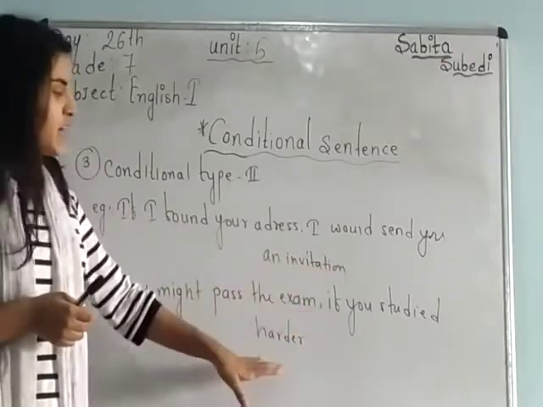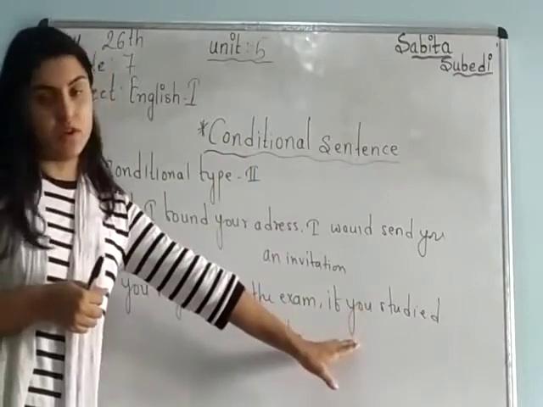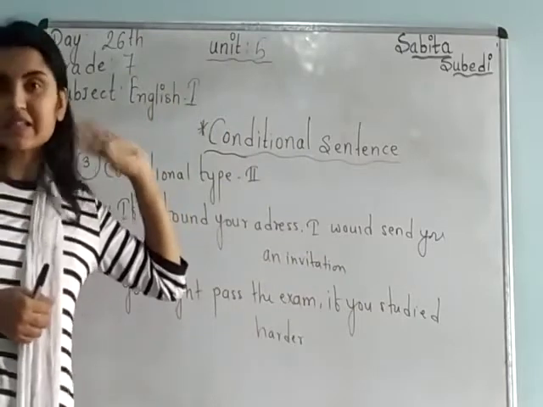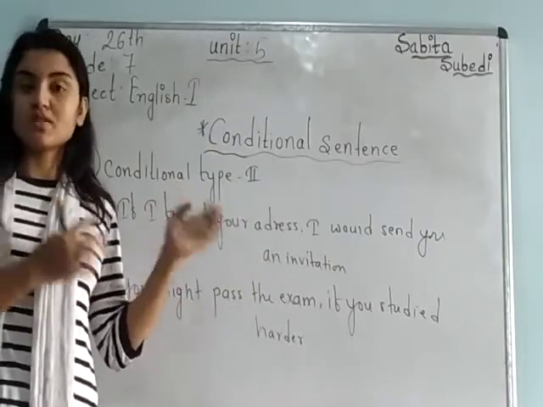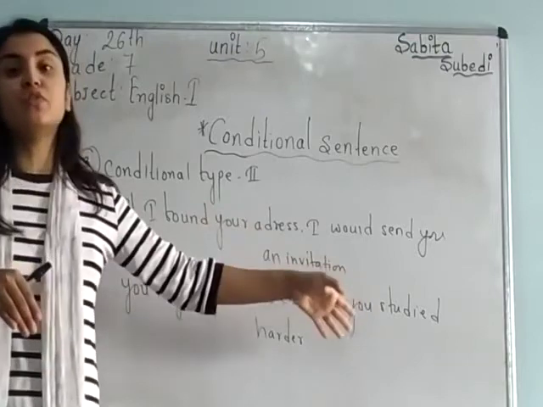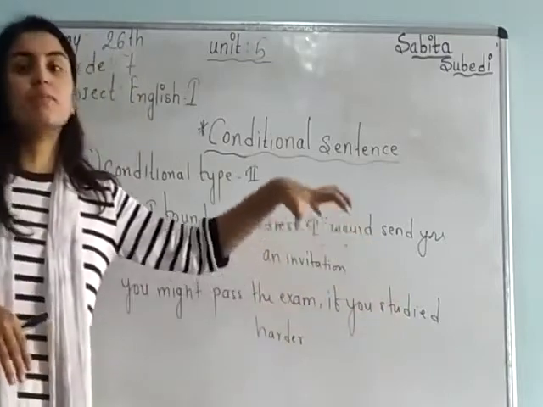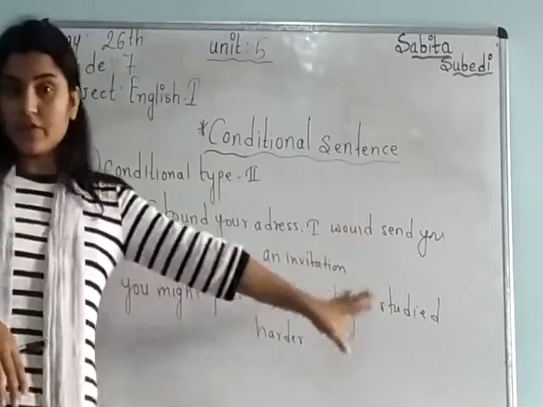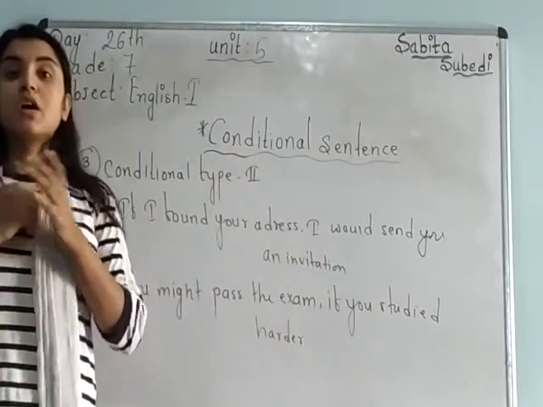So if you studied harder, now it is impossible to fulfill this situation. It is talking about a past event, which is now impossible to fulfill at present. That's why it shows an impossible or unlikely situation. You might pass the exam. If the situation is impossible, the situation is unlikely, then obviously the result is also unreal.